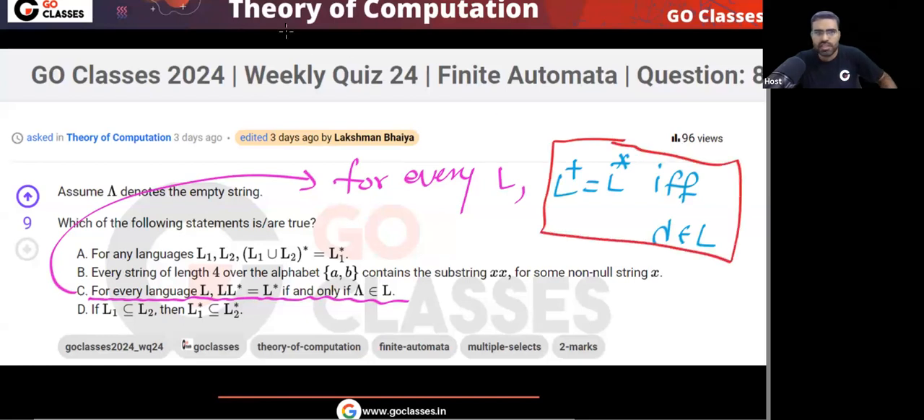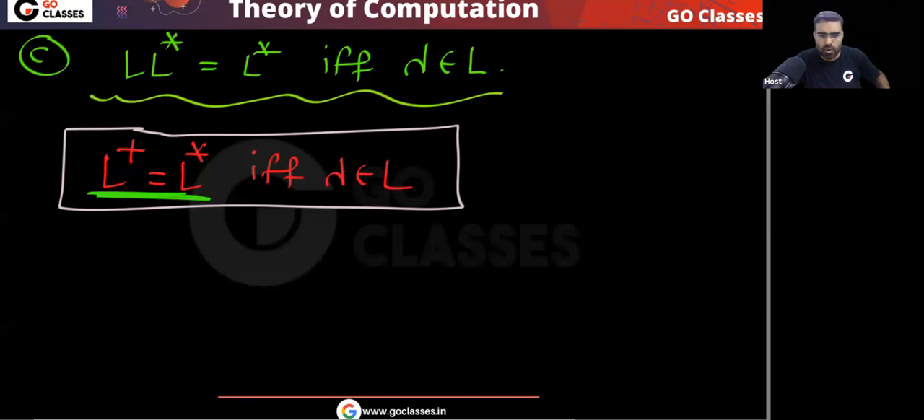So this explanation of option C, please tell me, did you understand? This is a very easy explanation, a very easy proof of option C. You can easily prove it. I hope you understood this. Now let's move on.